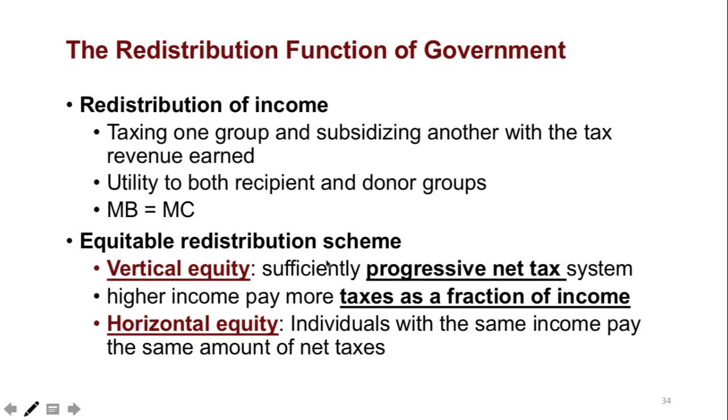Now, an equitable redistribution scheme has vertical equity and horizontal equity. For vertical equity, we say a sufficiently progressive net tax system, where people with higher income pay more taxes as a fraction of their income. That's called a progressive net tax system. In horizontal equity, we say that individuals with the same income pay the same amount of net taxes.